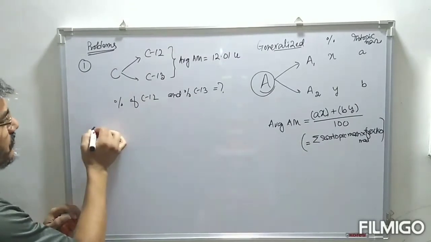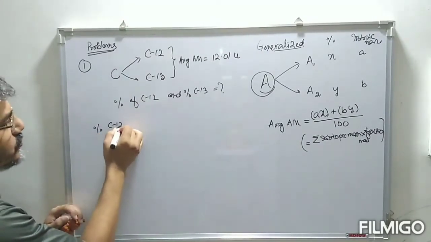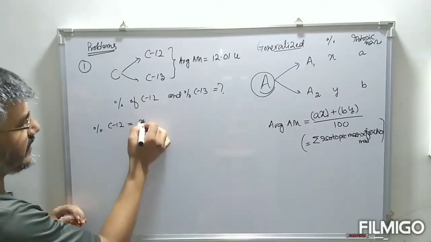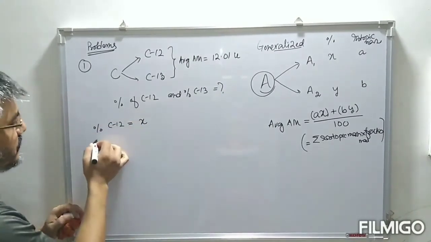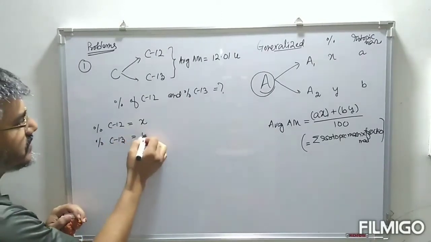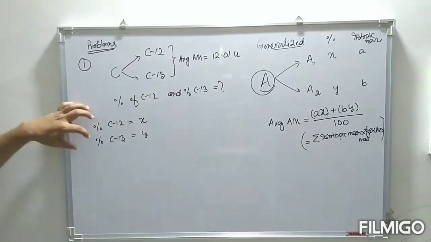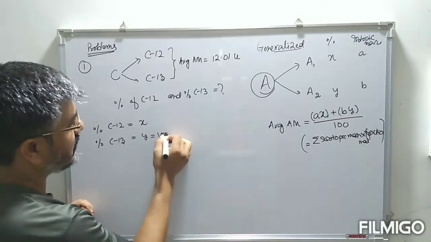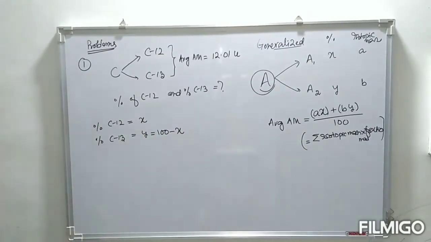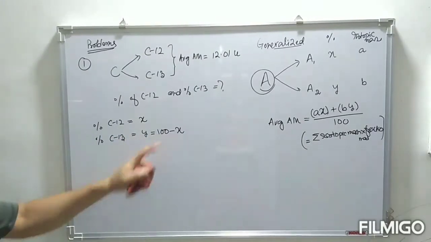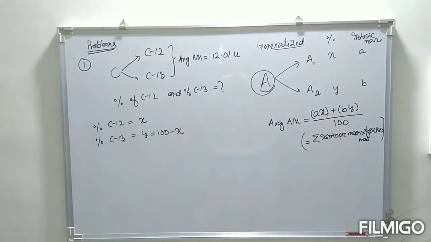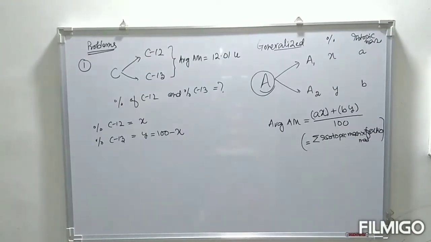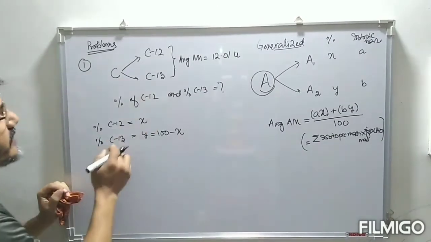Now let's take the percentage of carbon 12. Let this be X, and the percentage of carbon 13, let this be Y. So the percentage means the total number of parts is 100. So this Y will be equal to 100 minus X, because X plus Y should always be equal to 100. So we have this average atomic mass.